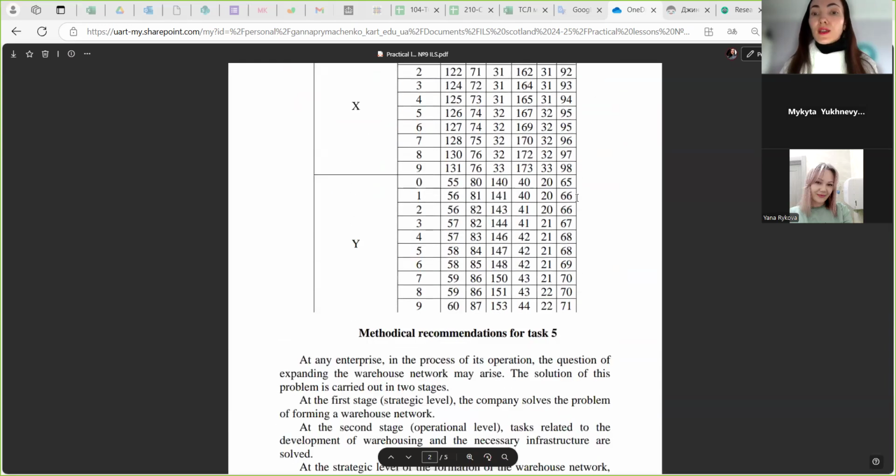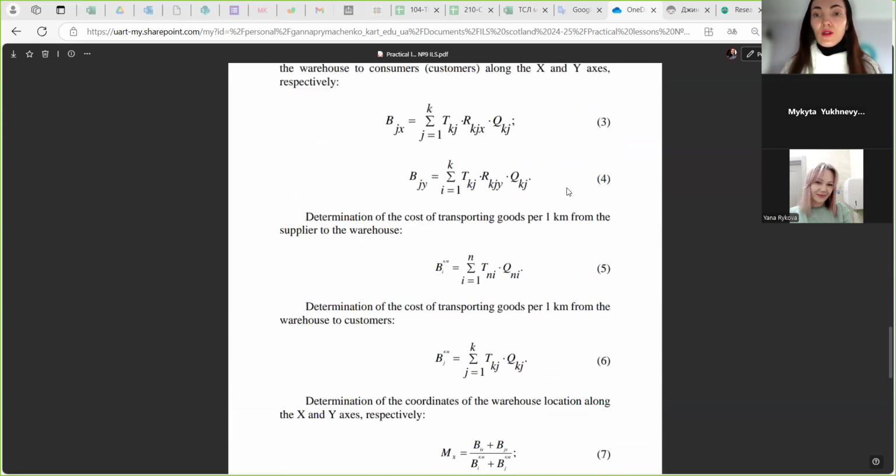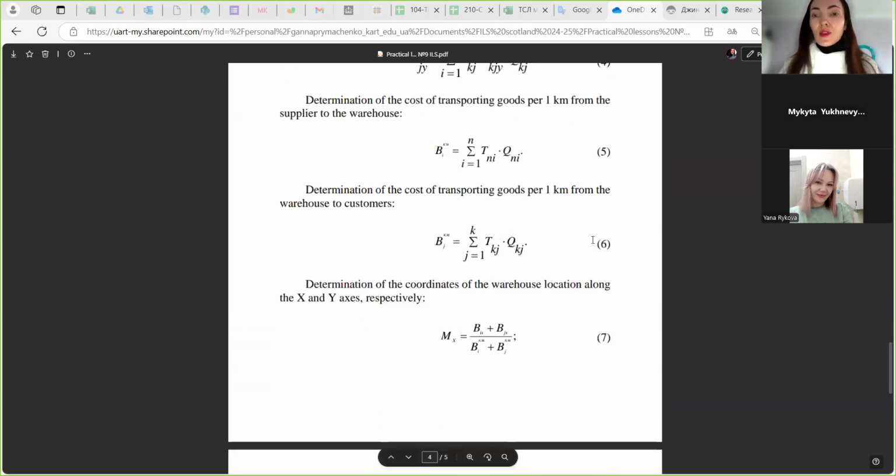Our next formula I show you now. It is formula number 6. The same information, but we use it for delivery from our company to our client. We also have 3 clients, so we need to calculate these costs for delivery for 1 kilometer.